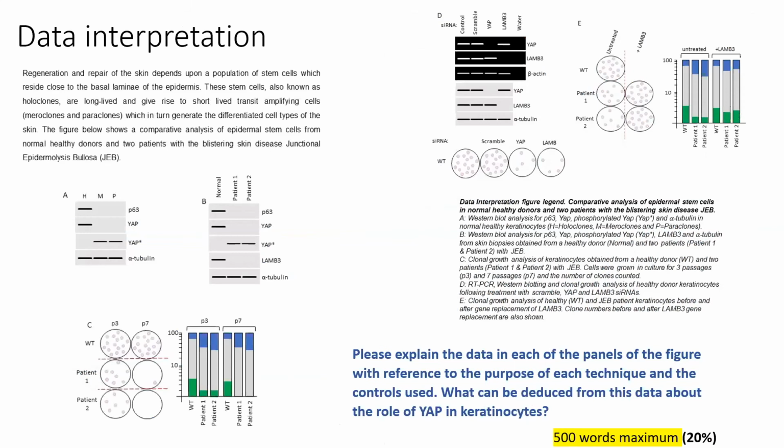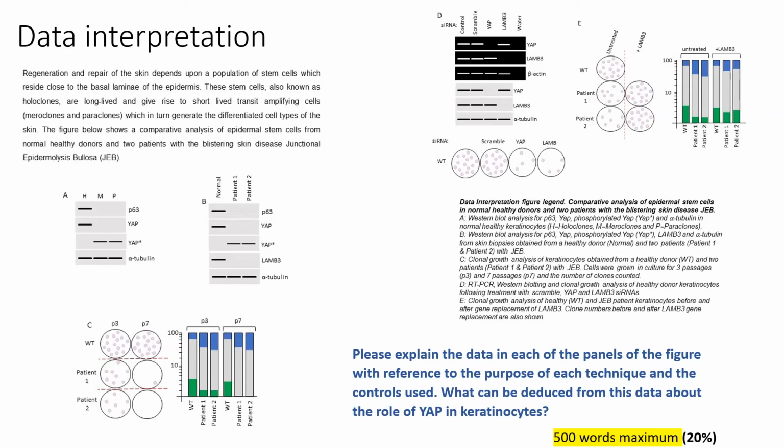And then, last but not least, the third approach we take, which I just simply call data interpretation, is my favorite. It's very similar to the abstract approach, where there is a short paragraph introducing the study. They have a lot more data in terms of figures. Here we have about 8, and they have the figure legends. But rather than writing an abstract, we ask the students to explain the data in each of the panels with reference to the purpose of each technique and the controls that are used.